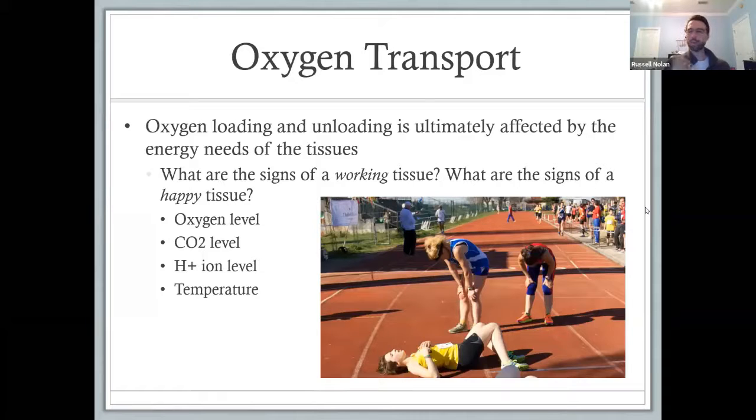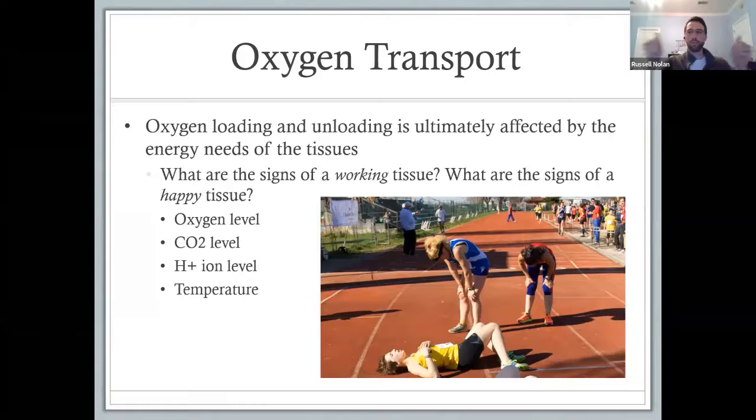And so what are the signs then of somebody who looks relaxed? Well, let's look at what are those signs of a working tissue. The different signs you can hold are that your body, this wealthy benefactor, this rich person, is looking for what is the oxygen level of the tissue? What is the carbon dioxide level of the tissue? What is the hydrogen ion level of the tissue? And then what is the temperature? So you can think of these as four important markers that cells are holding.